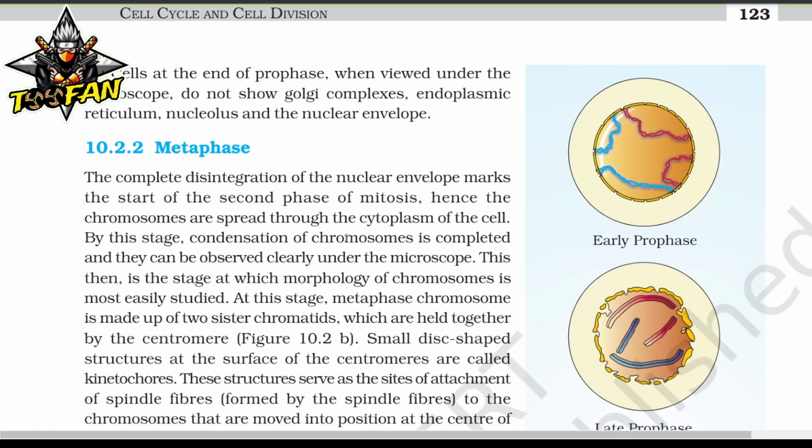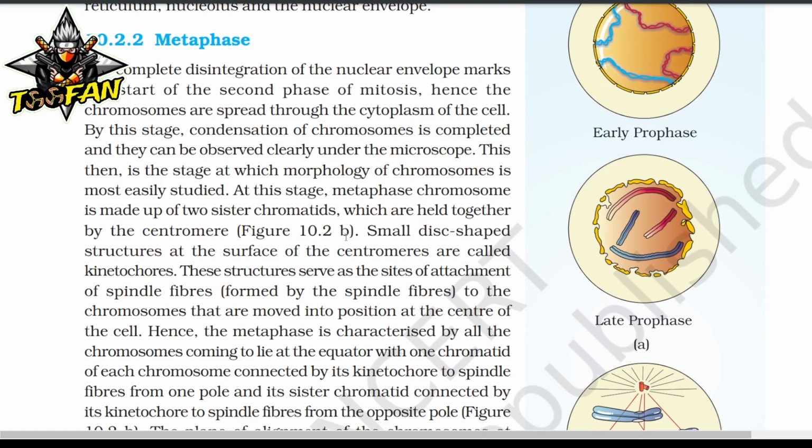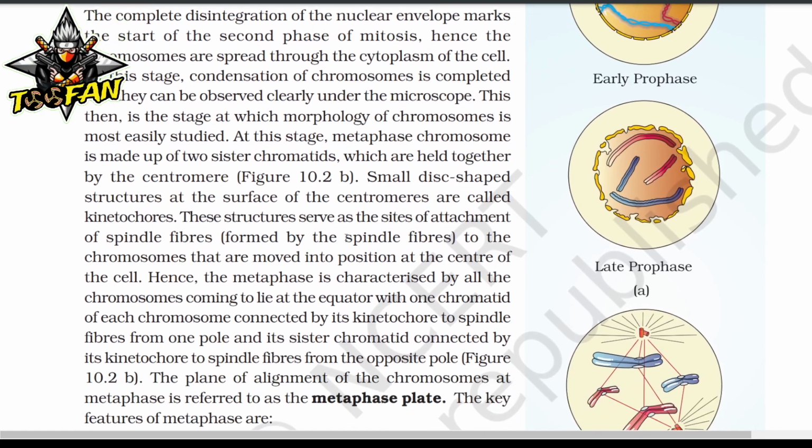At this stage, a metaphase chromosome is made up of 2 sister chromatids which are held together by the centromere. Small disc-shaped structures at the surface of the centromeres are called kinetochores. These structures serve as the sites of attachment of spindle fibers to the chromosomes that are moved into position at the center of the cell.